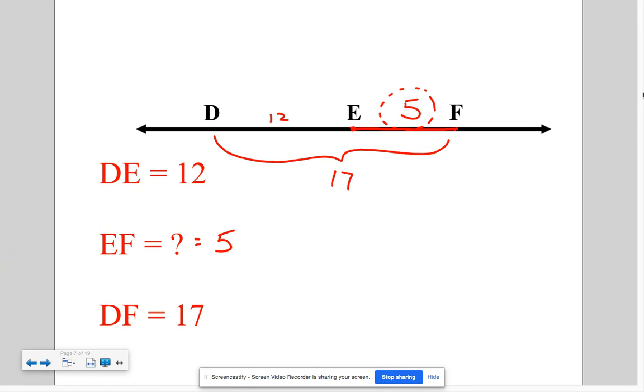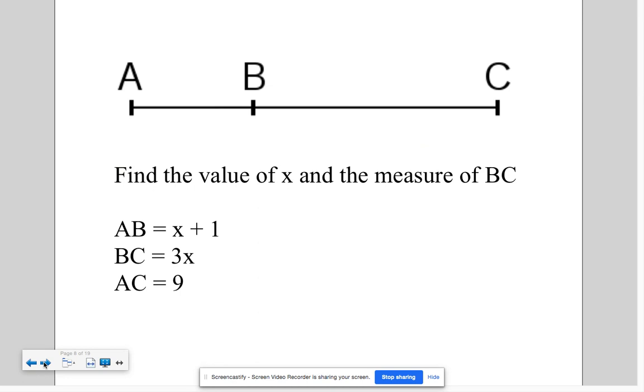Okay, now these segment lengths are all numeric, pretty straightforward. We can also use variables for segment lengths, or variable expressions. So in this case, we're given AB is x plus 1, BC is 3x, and the full length, AC, equals 9. Now what we can do is, when we have these variable expressions, we can set up an equation, because now we're going to have missing values within that equation that we can solve for.